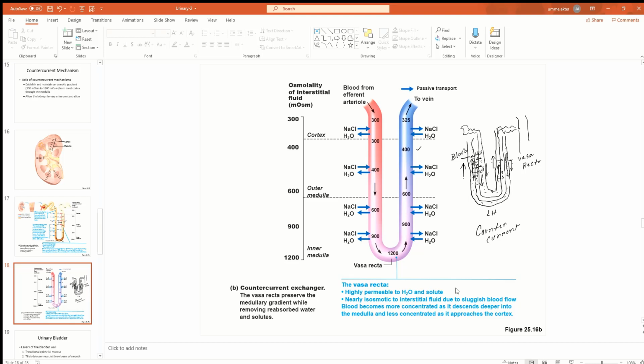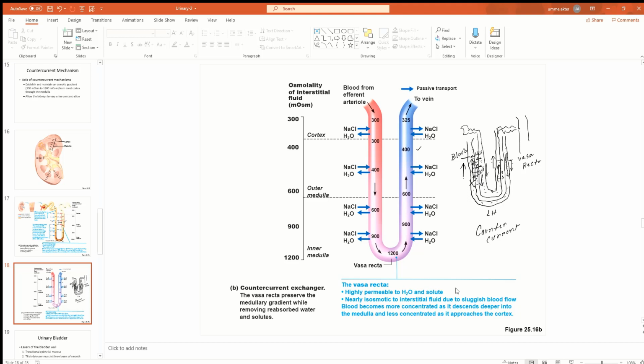Just think, if the vasa recta is not there, what will happen? In this area, the fluid will start to accumulate. Pressure of water will go up, so no more water will be able to get out. The water will not get back into the body, will not get back into the blood. So the volume of urine will be very high, right? In this way, the water is continuously taken out from this area, so it cannot accumulate and cannot stop further reabsorption. Very important.